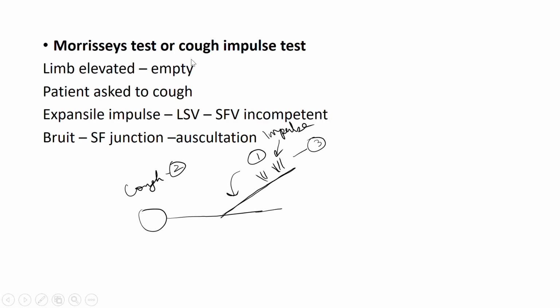Next is the Morrissey test, or the cough impulse test. So here, ask the patient to raise the leg so that it empties the vein, and then ask the patient to cough. So when the patient coughs, an expansile impulse is felt in the long saphenous vein. Now this indicates that there is saphenofemoral valve or saphenofemoral junction incompetence in the patient. Same thing, if you auscultate at this saphenofemoral junction, you can hear a bruit when the patient coughs. So this is the Morrissey test, or the cough impulse test.